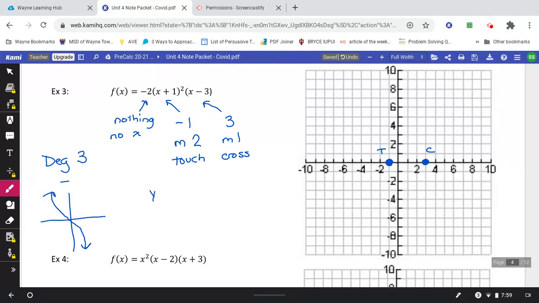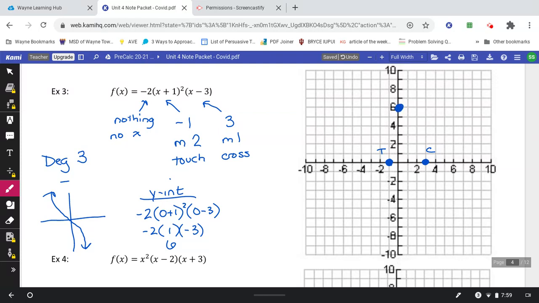Your third step, find the y-intercept by plugging in a 0. Zero plus 1 is 1, and I square that to make 1. And 0 minus 3 is -3, and I just multiply all those out to get an answer of +6. So I'm going to need to make sure I actually put +6 on my y-intercept.